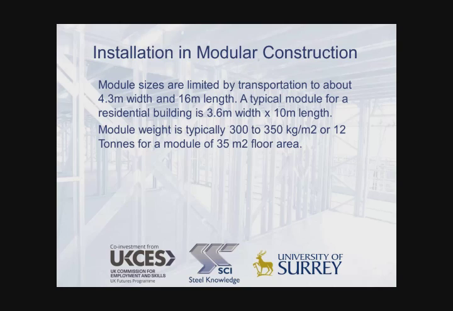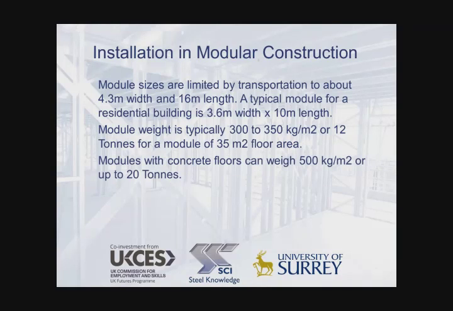A module weighs around 300 to 350 kilograms per square meter, which equals 12 tons for a module of 35 square meters floor area. A module with a concrete floor can weigh 500 kilograms per square meter, or up to 20 tons for a module of this area.